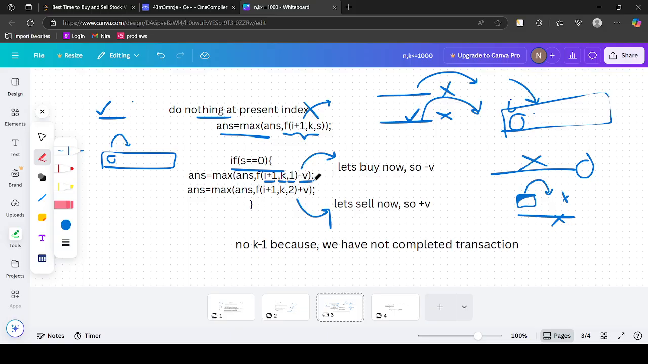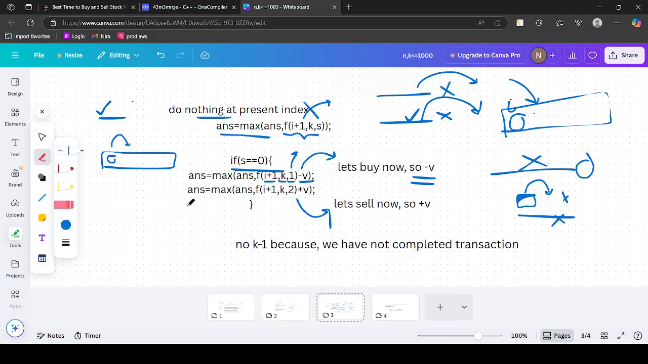And minus v, because we are buying and we are giving the money. We are giving the money and taking the product. So minus v. So answer is equal to max of function of I plus 1, k, 1, minus v. Because 1 is to say that we bought, because we are having a transaction to sell. So this is 1. And minus v because we bought the present value.